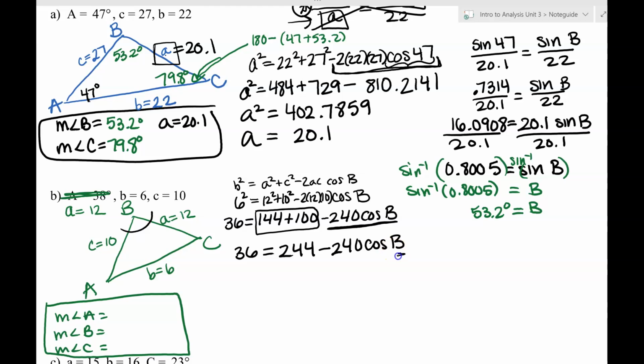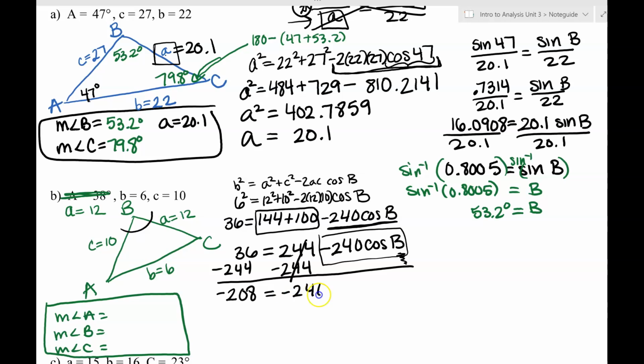And I want to get B alone, but B is part of this here. So the first thing I'm going to do is subtract 244, so that all the numbers that don't have the variable with them are moved to the other side of the equation. Now this gives me negative 208 equals negative 240 cosine of B.